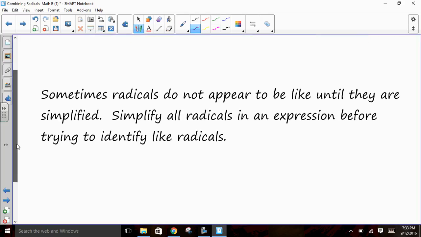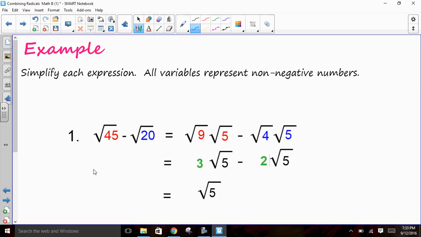Sometimes radicals do not appear to be the same until they are simplified. So this is like going back to day 1 and the last video. It's best to simplify all radical expressions before trying to find the like terms. So for example, square root of 45 minus square root of 20. Square root of 45 gives me 3 root 5. Square root of 20 gives me 2 root 5. Then I get 3 minus 2, which gives me 1.